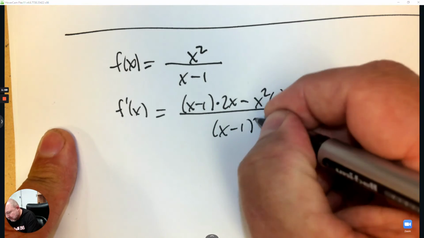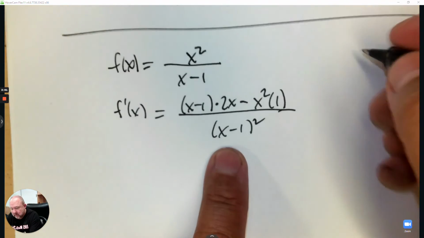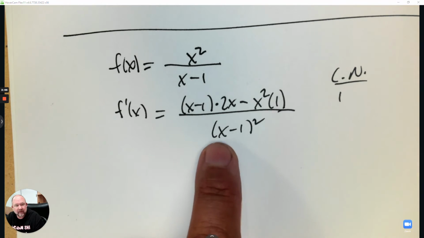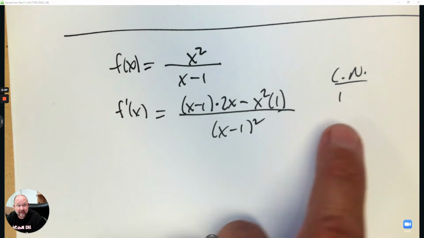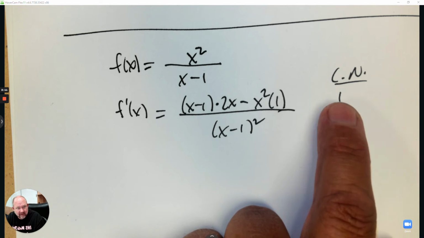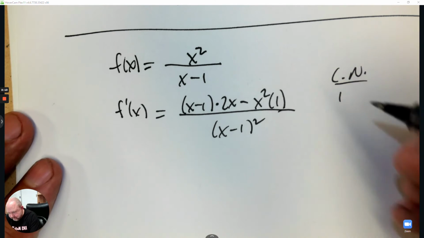Now, I already know one critical number is +1, because +1 makes it undefined. It's not going to be a turning point. It's an asymptote. But it's still a critical number to put on my number line.